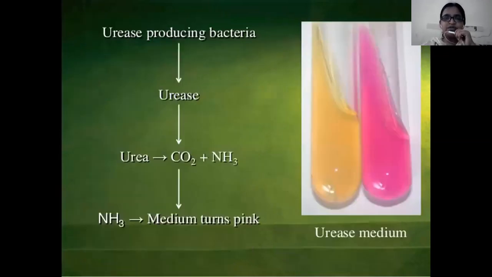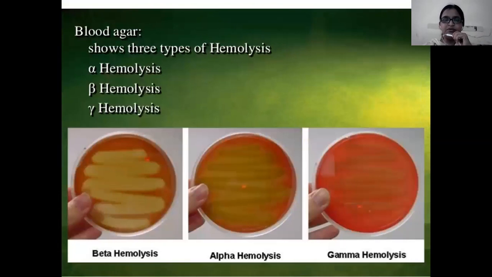Next, urease producing bacteria. They will produce urease. This urease will convert urea into carbon dioxide and ammonia. So this ammonia will turn the medium pink. This is the blank. This is after growth. After growth, what is happening? The organism is producing urease enzyme. This urease enzyme is diffusing into the medium, and it is breaking urea into carbon dioxide and ammonia, which turns the medium pink.